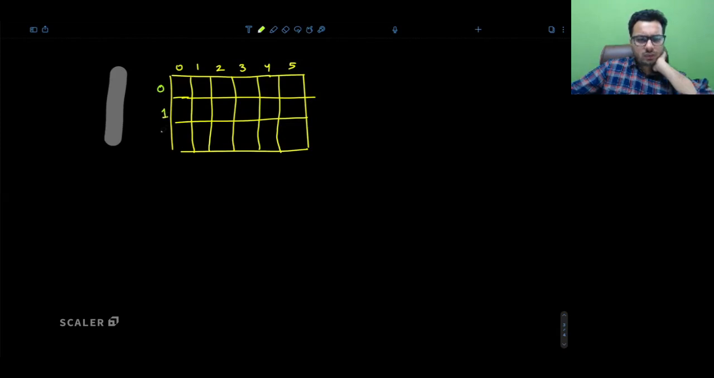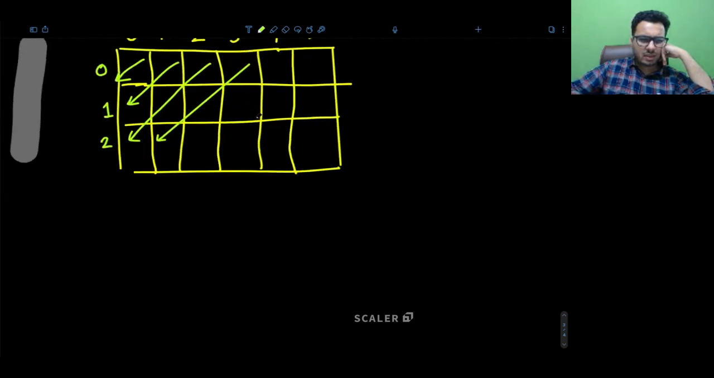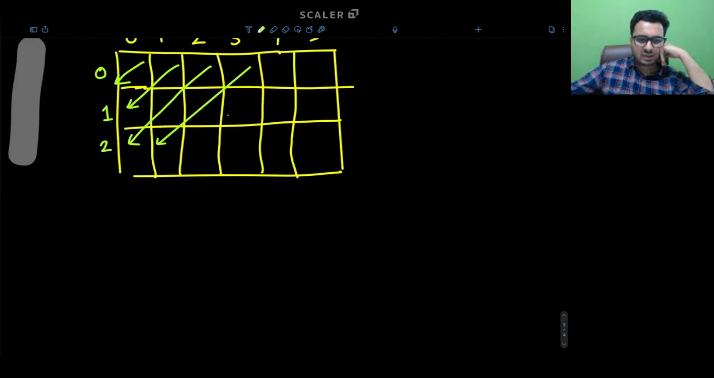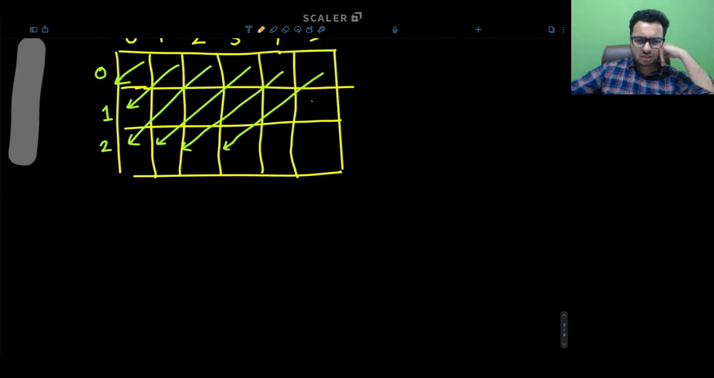0, 1, and 2, right? So what I want to do, I want to go like this. This diagonal, this diagonal, this diagonal, this diagonal, I guess. Am I doing it right? Looks so, at least. This diagonal, then this diagonal. Now there would be a little change, so I'm going to change the color. I'm going to make it orange. So this is also a diagonal, and this is also a diagonal.